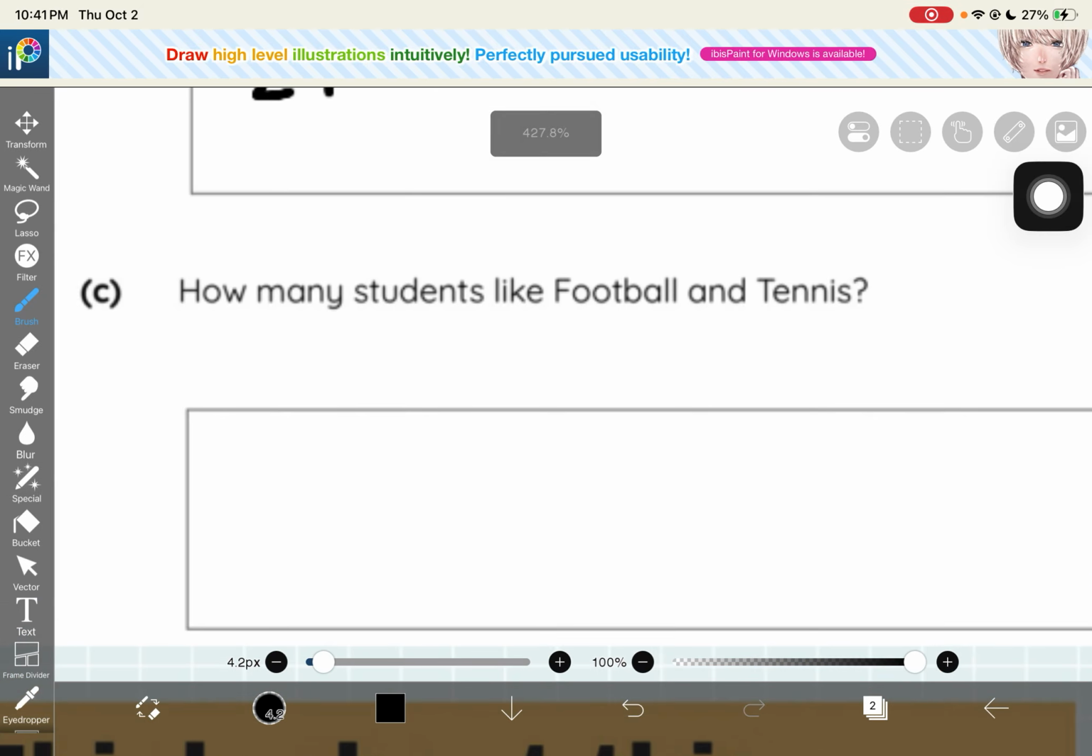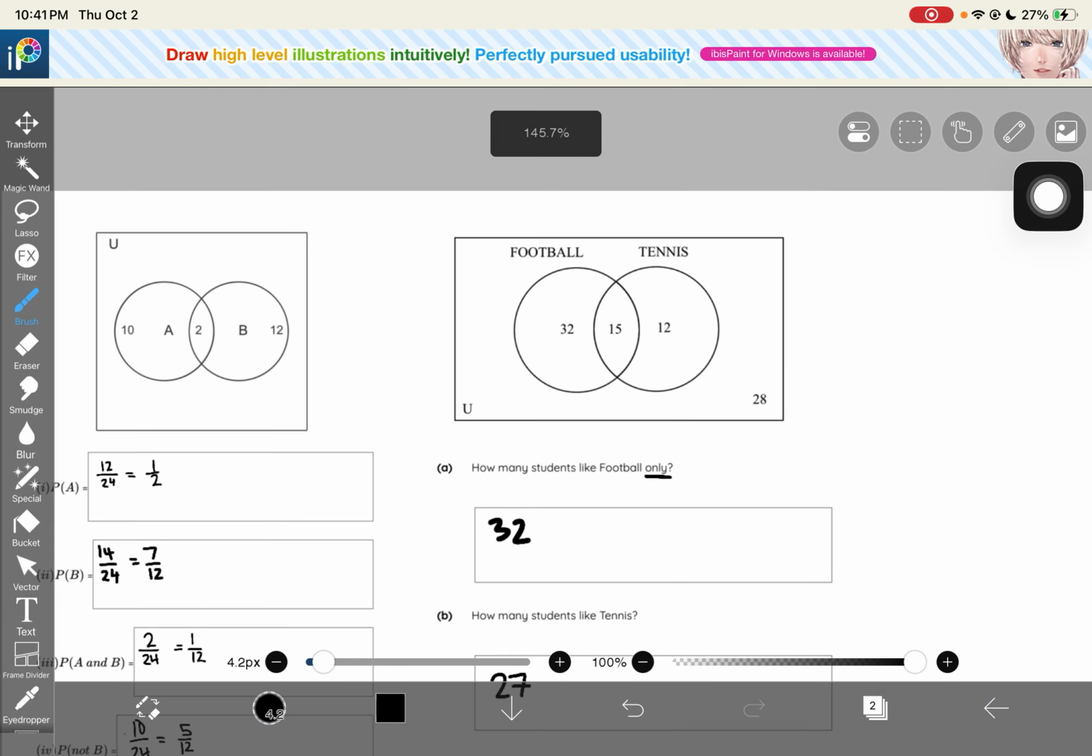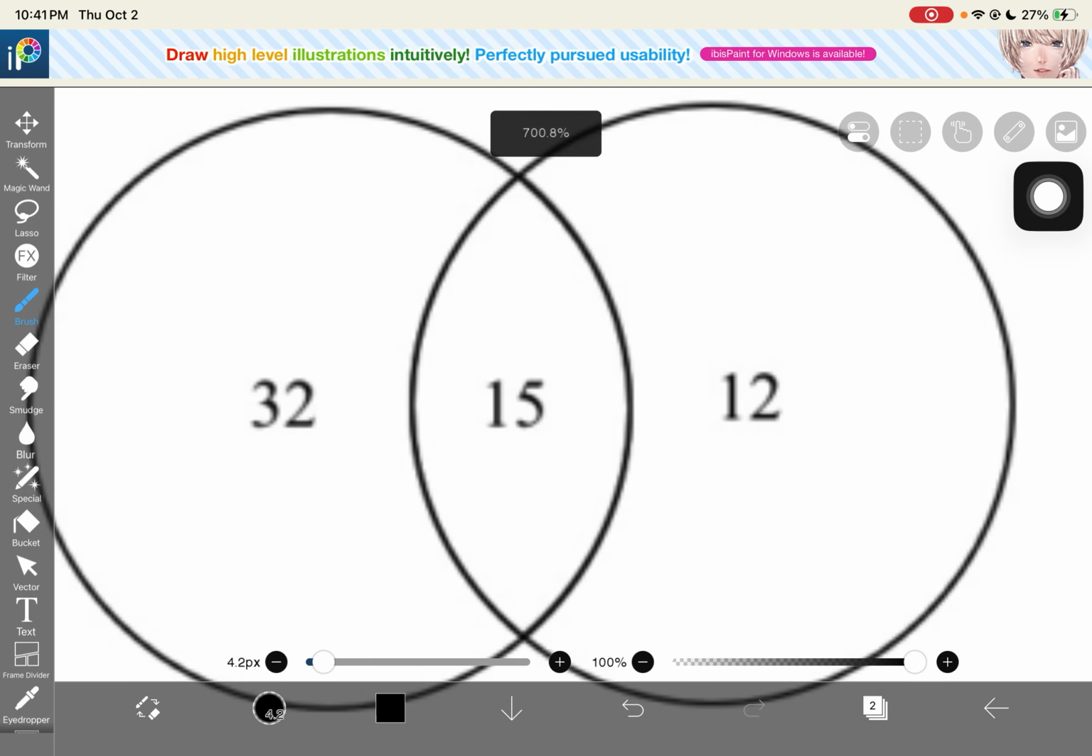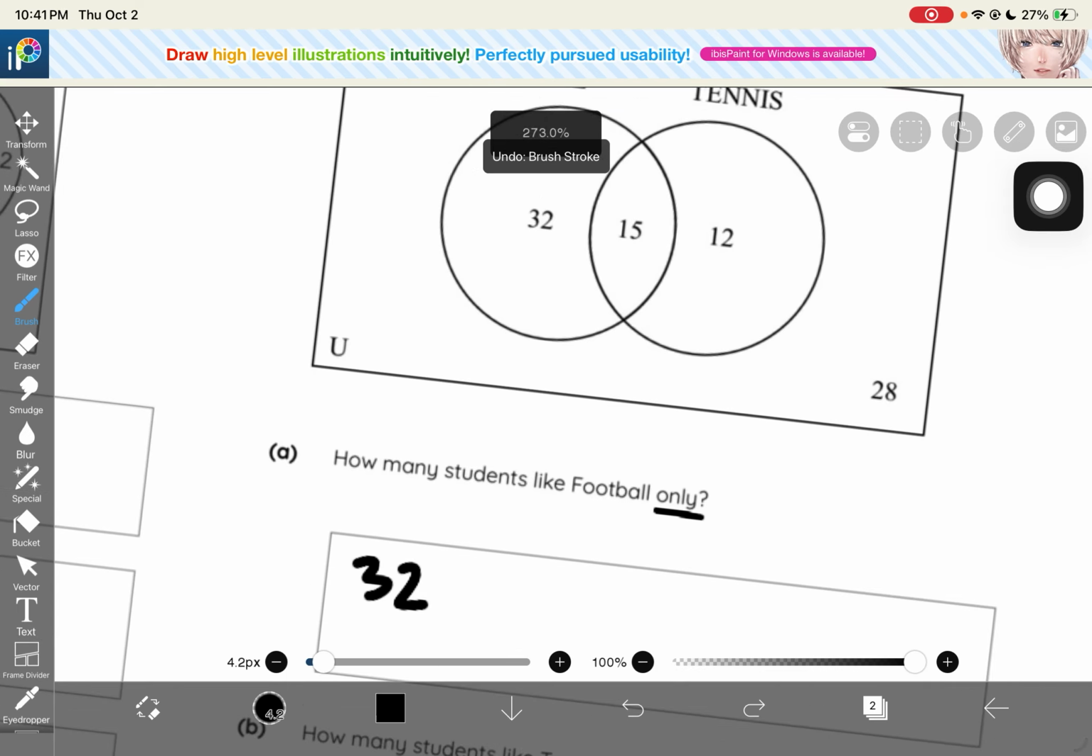Next, how many students like football and tennis? So football and tennis, therefore that's the intersection, just 15.